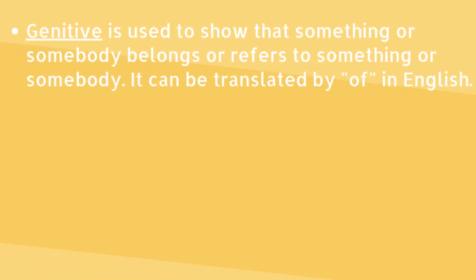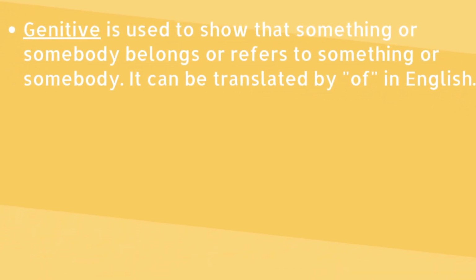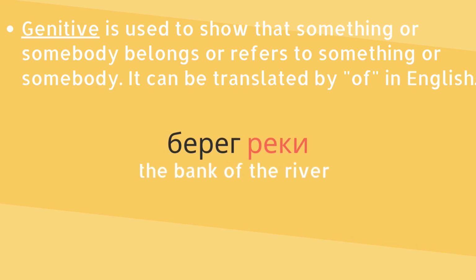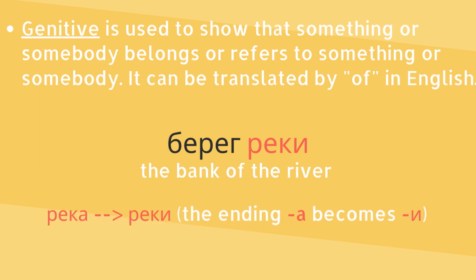The genitive case is used to show that something or somebody belongs or refers to something or somebody. It can be translated by of in English. Берег реки. The bank of the river. Река, реки. The ending a becomes и.